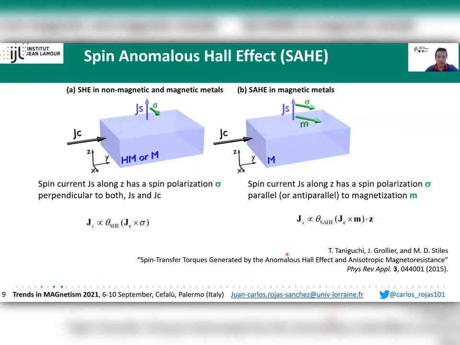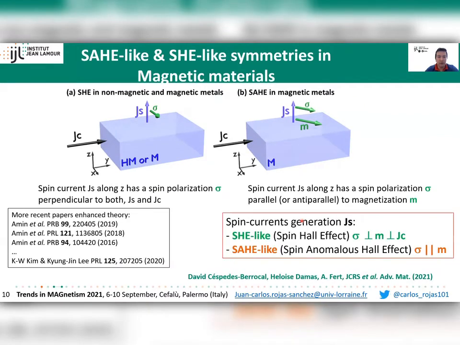In our community, in the last years there has been a lot of progress on both sides, experimentally and theoretically. Here are a few studies, not exhaustive, but we can summarize all this as we have done in our recent publication, with the spin current from a magnetic material having two symmetries. One that we call the spin Hall effect light, where the spin polarization is perpendicular to the magnetization of the magnetic material, and the spin anomalous Hall effect light, where the spin polarization is parallel to the magnetization of the magnetic material.